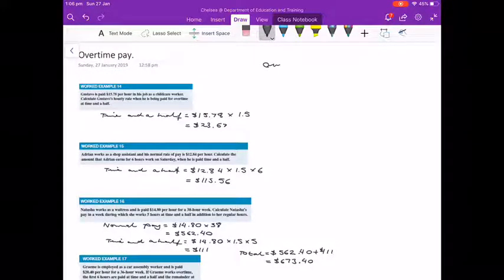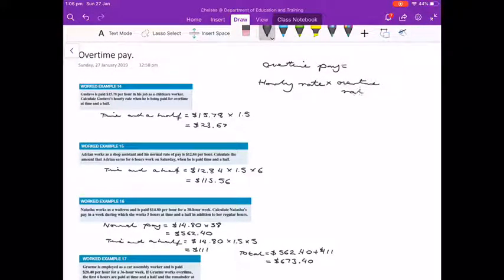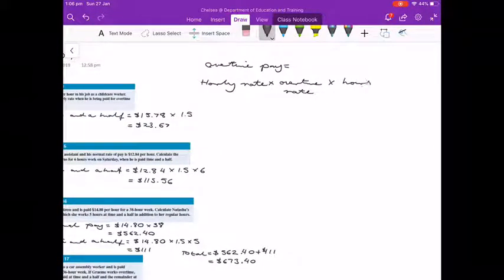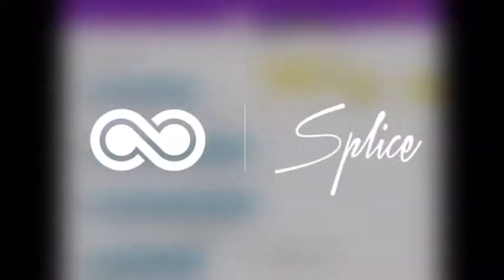So from going through these solutions, there is a formula. To find your overtime pay, we have to use your hourly rate times the overtime rate times the hours worked at that rate. So the formula for overtime pay is our hourly rate times the overtime rate, time and a half, double time, times the hours worked. And that is how you calculate overtime pay.